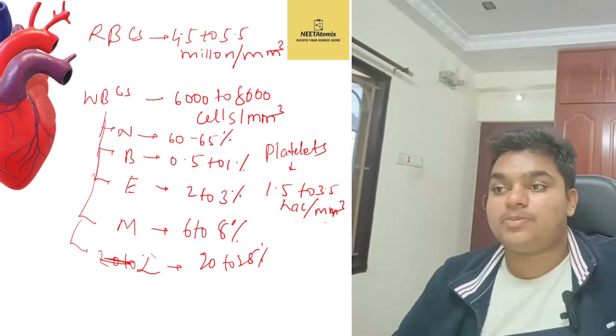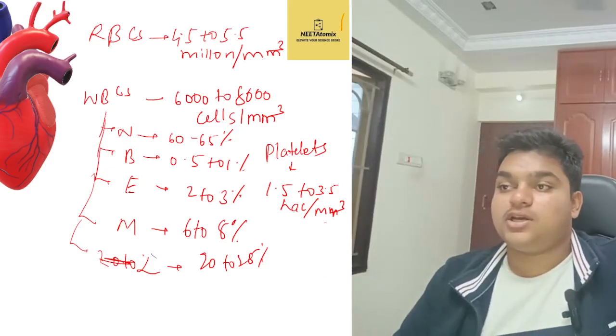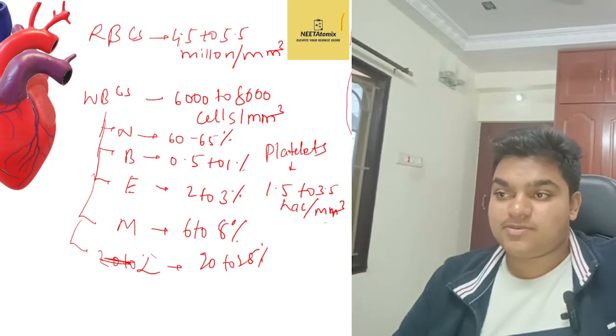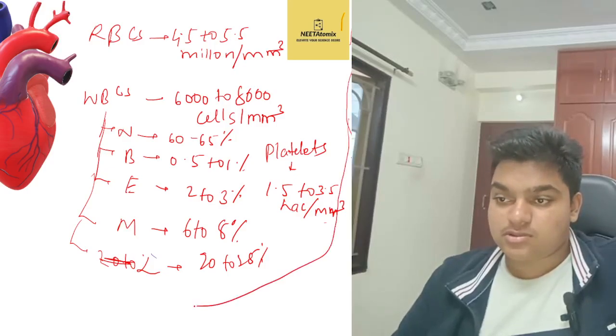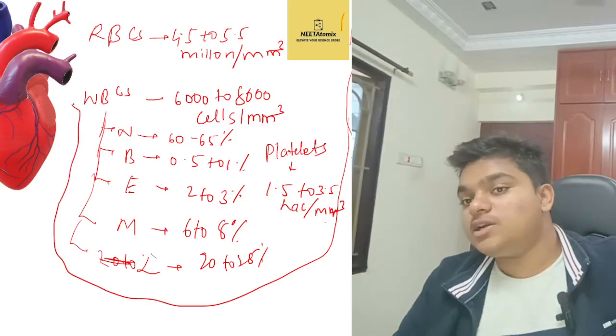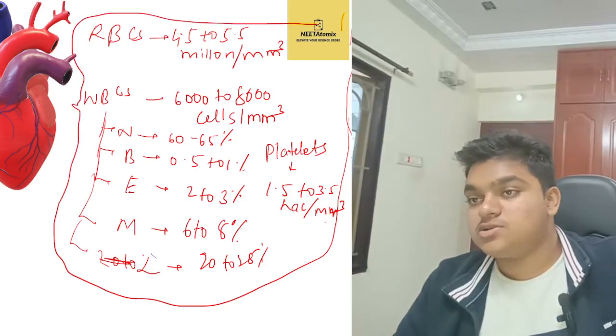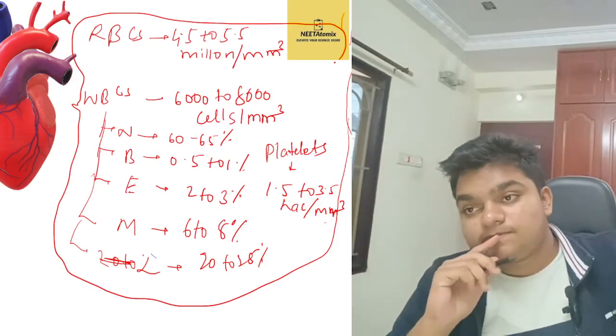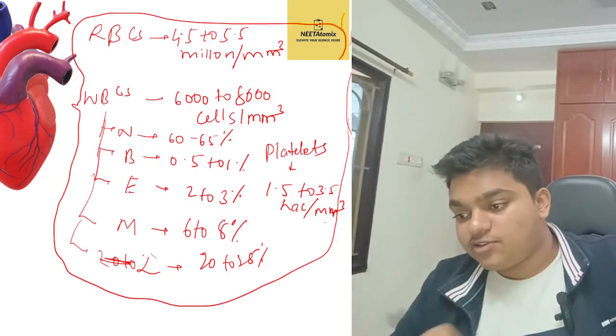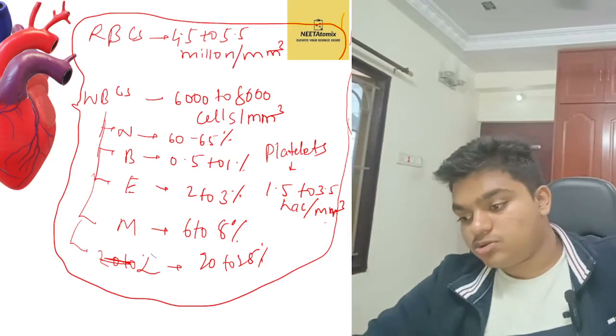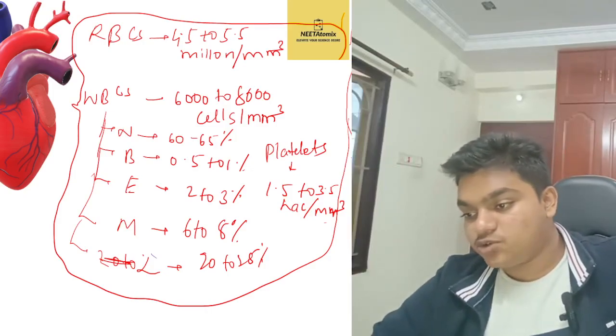Just take a piece of paper and note down these values, they are important and you have to remember all of them. Fine. If you have noted down, we'll go into the next thing, that is blood grouping.